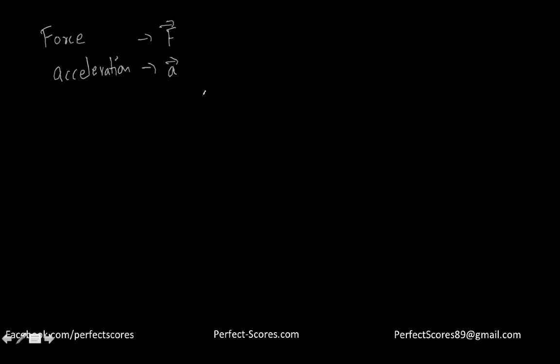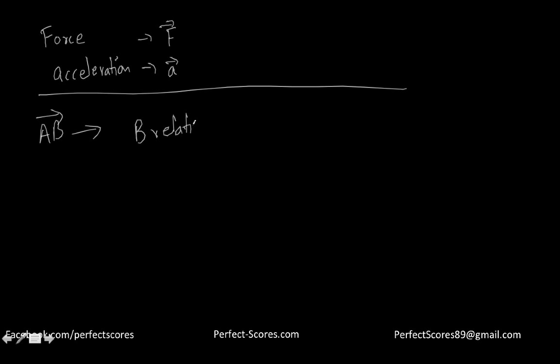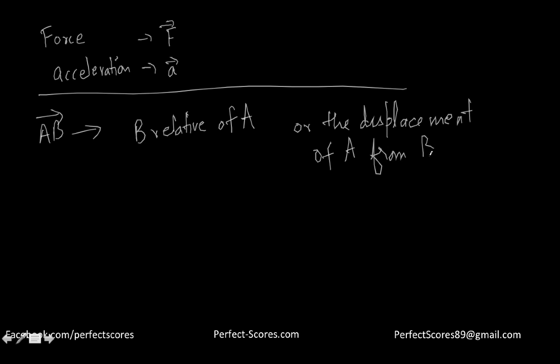So what is the meaning of vector AB? Vector AB can be represented as B relative to A, or the displacement of B from A. This is what we call the AB vector.